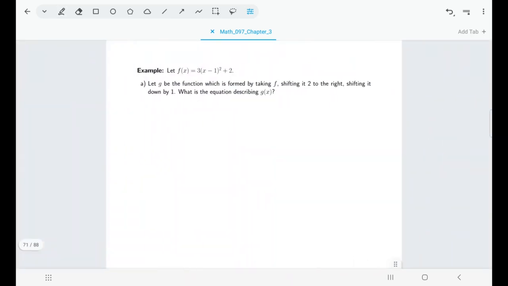All right, so this one's a little bit different because for this one, instead of having a function that's a basic shape that we're then transforming, this is a function that has a basic shape already transformed, and then we're doing some more transformations on top of it. So this is a parabola that's been shifted to the right by 1. It's been stretched vertically by a factor of 3. We've already shifted it up by 2, and now we're doing all this other stuff to it.